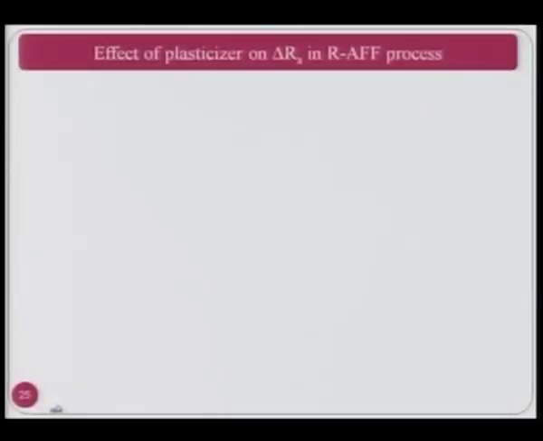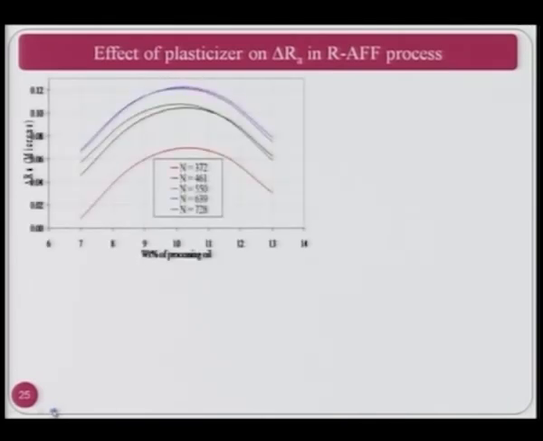Now, let us discuss the effect of plasticizer on change in surface roughness value, that is delta Ra, in rotary abrasive flow finishing process. As you will see here, on the abscissa weight percent of processing oil, that is plasticizer, is given, and on the ordinate you have the change in Ra value in terms of micron. Again you will find that at a certain optimum value you are having the maximum change in delta Ra.